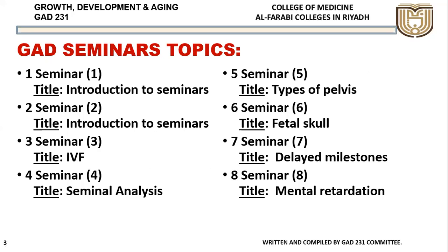each week. Okay, so next week, this is the introduction we have already presented. Then we'll have the IVF as well as the seminal analysis. In the third week, we'll have the types of pelvis as well as the fetal skull. And in the fourth week, we'll have the delayed milestones as well as the mental retardation. And in the fifth week, we'll just have the revision of all these things.